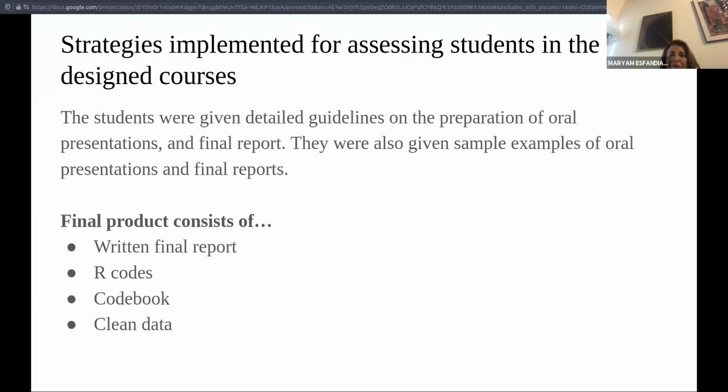Strategies for assessing students: we also had a final report, and the final product was supposed to be a report, a code book, clean data, R code. And we always give that information to the client, and they appreciate it.